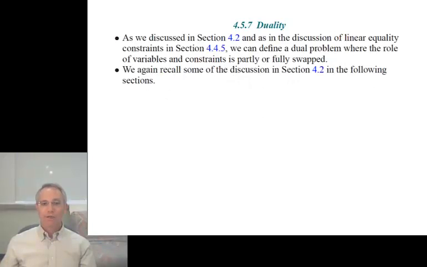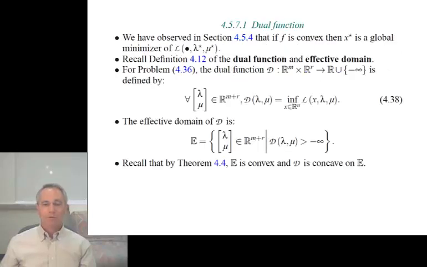We can also introduce a notion of duality here for an inequality constraint problem. We can define a dual problem where the role of variables and constraints is either partly or fully swapped. We're again going to recall some of the discussion in section 4.2. Remember the dual function. The dual function is the inf of the Lagrangian. The effective domain of the dual function is the set of points where the dual function is greater than minus infinity. And E is convex, D is concave on E.